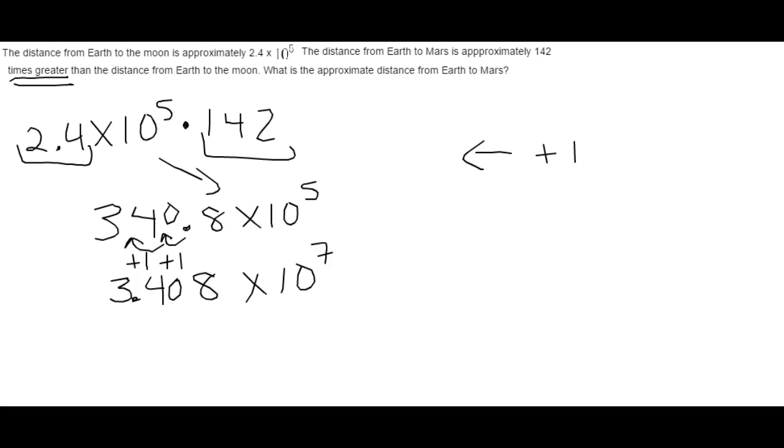Now maybe they want you to round at 3.4. You could round it as 3.4 times 10 to the 7th. If they ask for the nearest tenth here, right after the 3, maybe they want 3.41 times 10 to the 7th, or they may just have it written as the entire decimal here.